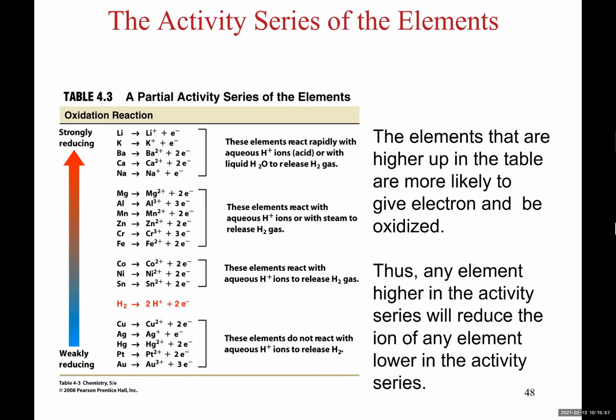So as a result, any element higher in the activity series will reduce the ion of any metal lower in the activity series. That means if I compare silver with copper, silver cannot give electron to copper ion, but copper can give electron to silver ion to produce silver metal from its ion.